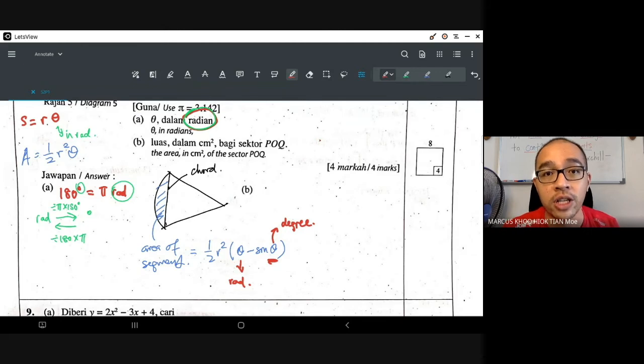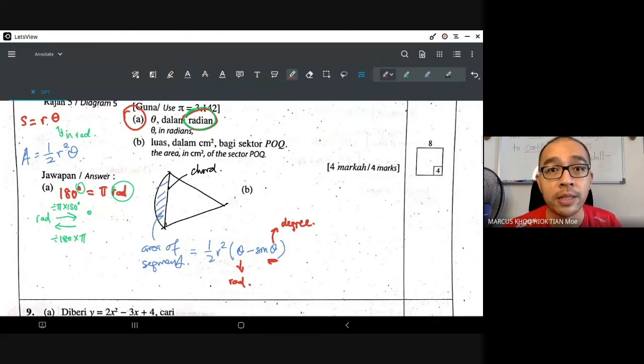They forgot to change it back to degree mode because they're so happy that they can find the answer to this question in radian mode. But the exam is a stressful time. You have 2.5 hours or 2 hours. You really lack time, and you tend to forget things like this during the exam. So you have to ask yourself.